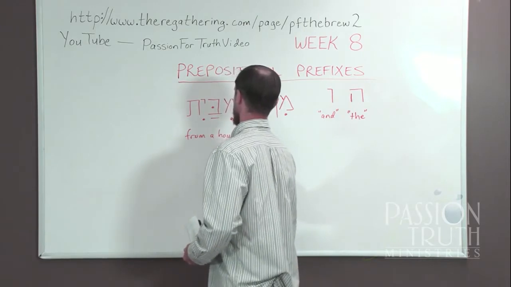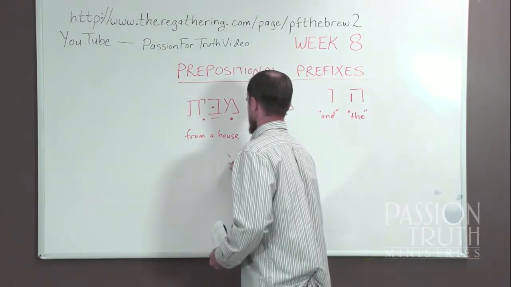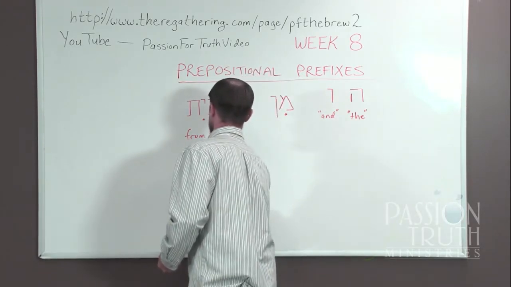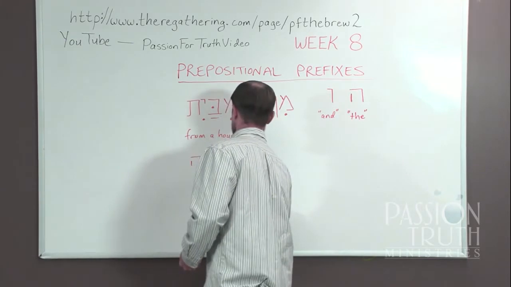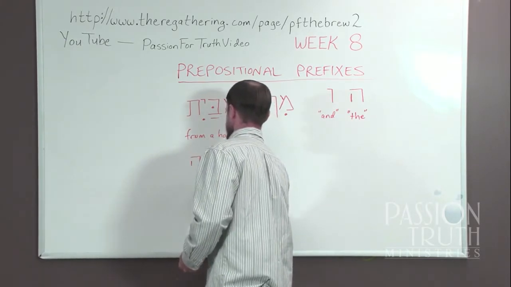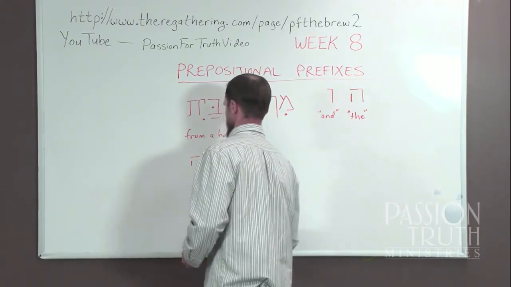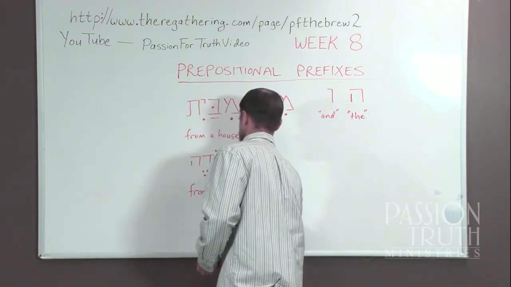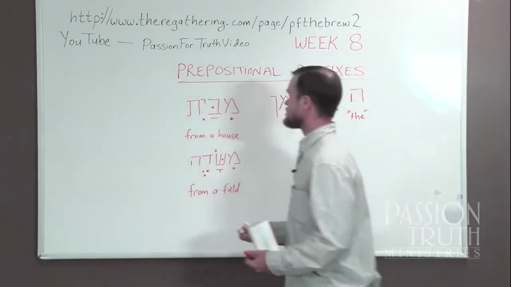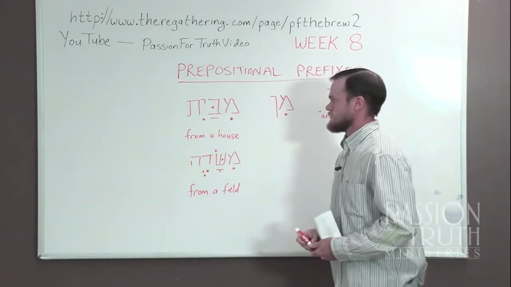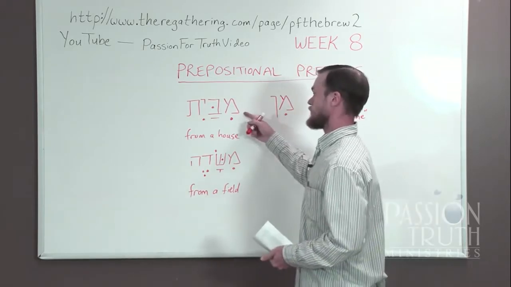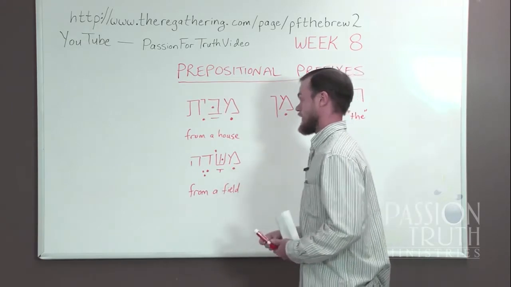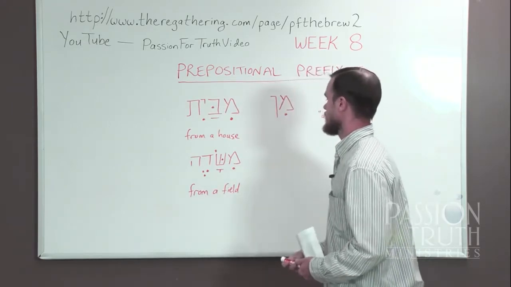or from a field, misadeh. Sadeh is a field. Misadeh would be from a field. So in front of most words, the mem will take a chirik vowel, and the letter immediately following the mem will take a dagesh.